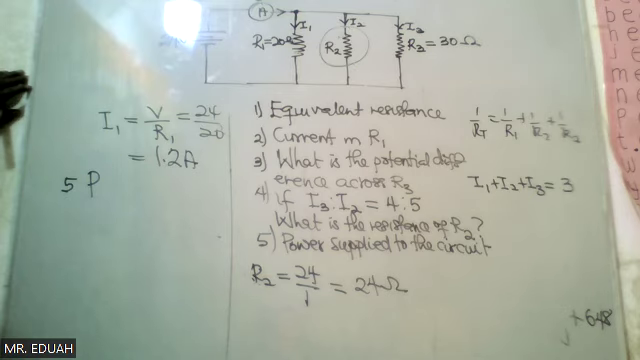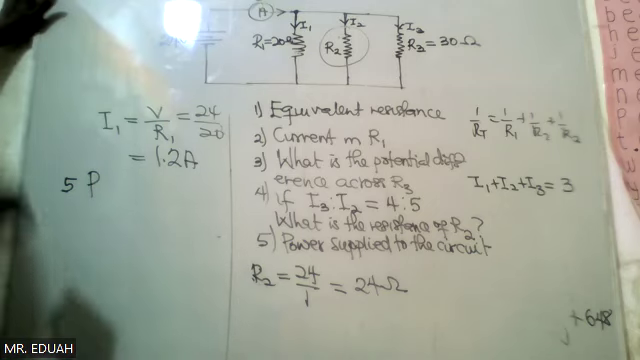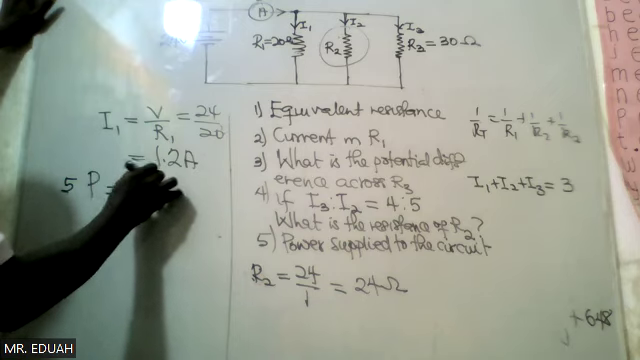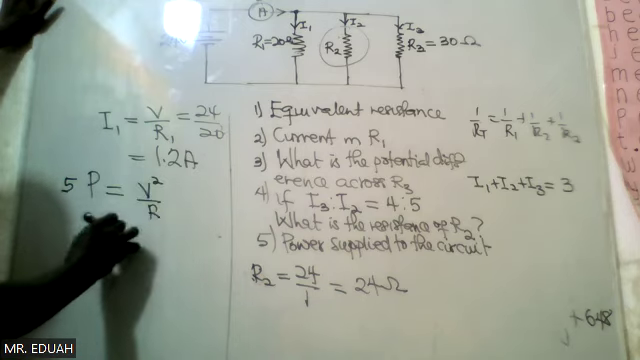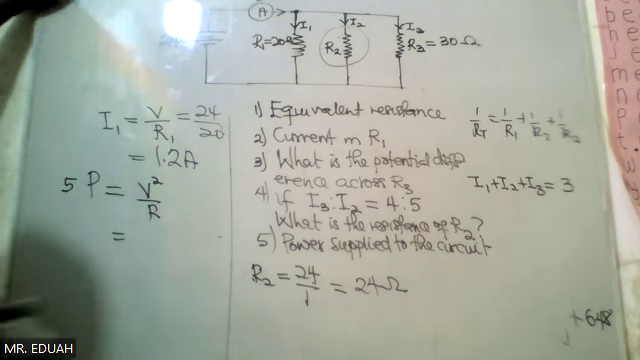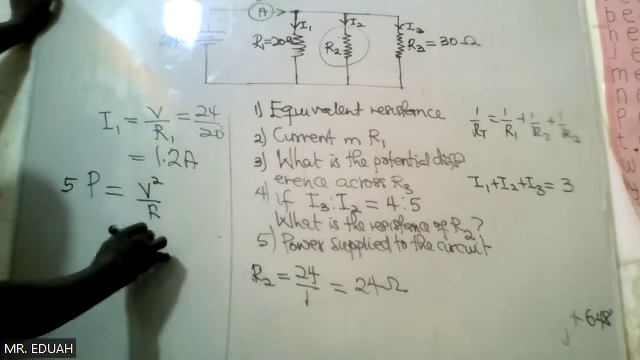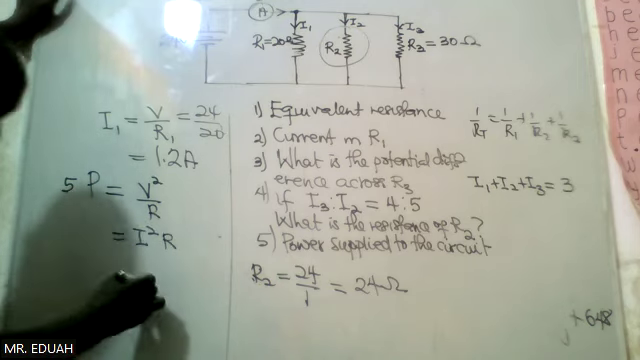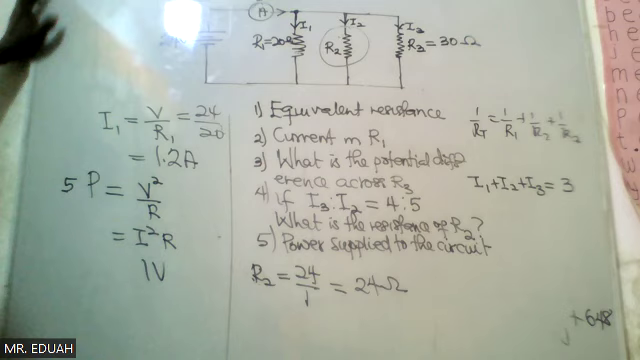I was thinking we could use P is equal to V squared on R, since we know the V and R. Okay, so P is equal to V squared on R. We can also use I squared times R. We can also use IV.